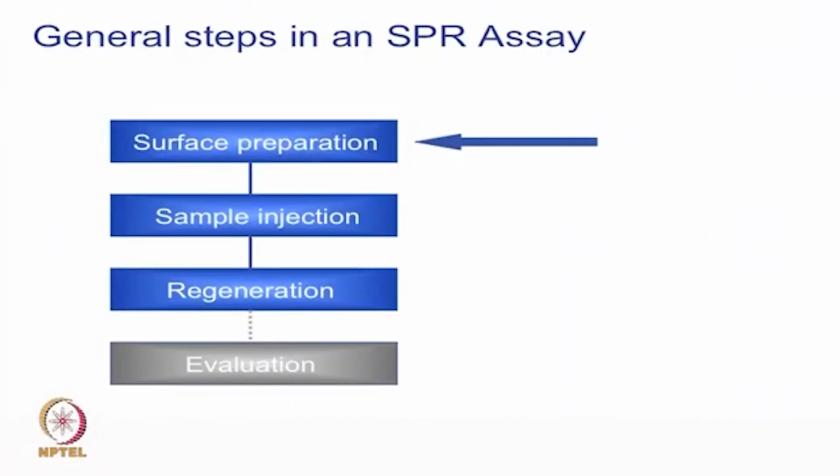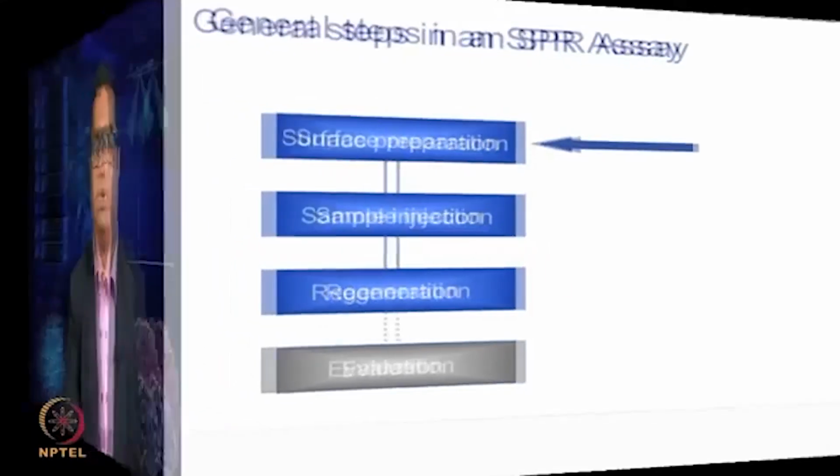The various steps that are involved in a Biacore assay are surface preparation, sample injection, regeneration and evaluation. So, we will start with the surface preparation. Surface preparation is nothing but immobilization, and the immobilization generally is done by two ways. One is covalent linking and the other is a capture method.